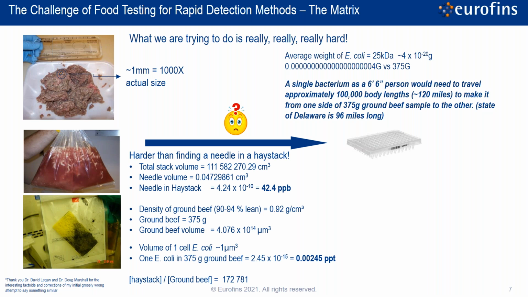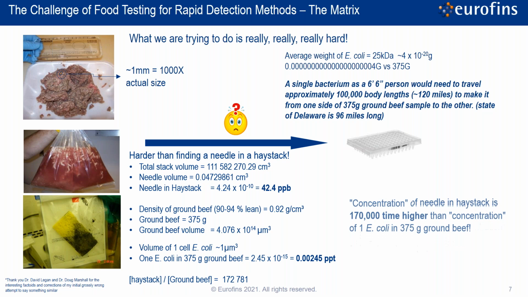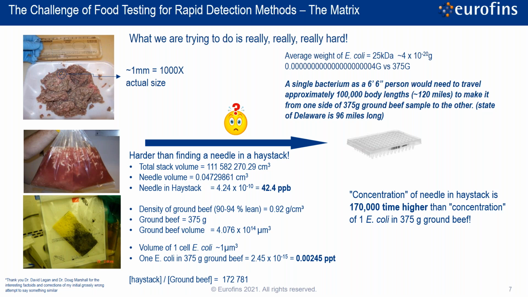Another way to look at this, if you think about the needle in a haystack problem, Dave Legan again helped very much with the math on this, and you compare finding bacteria in a ground beef sample to finding a needle in a haystack, you do the math, and actually it turns out that finding the needle in a haystack is a lot easier than finding the 1 E. coli in 375 grams of ground beef. In fact, it's 170,000 times easier to find that needle in a haystack. So just to give you a sense of how difficult the problem is.